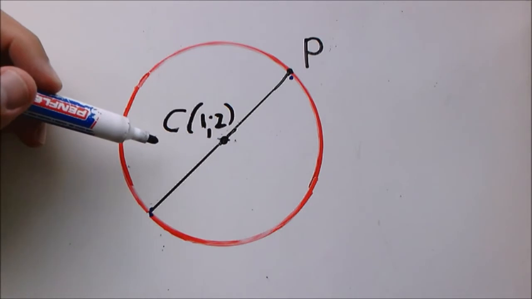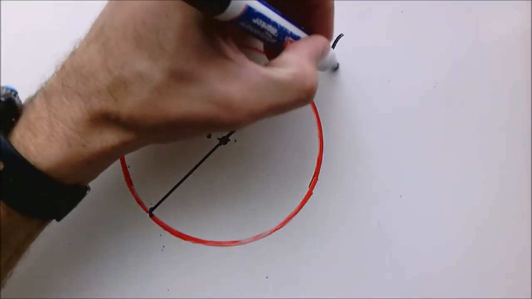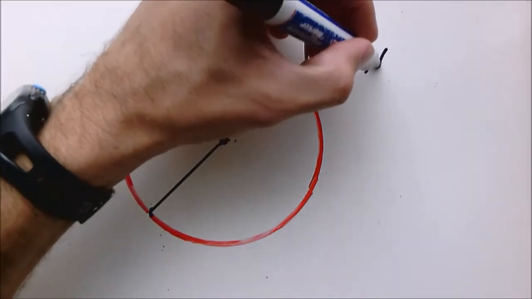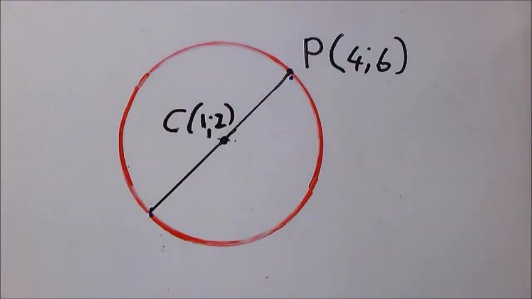the only difference now is our center is not at the origin. Okay, in this example, the coordinate of point P is 4, 6, and the center is 1, 2. So let's keep the following in mind.